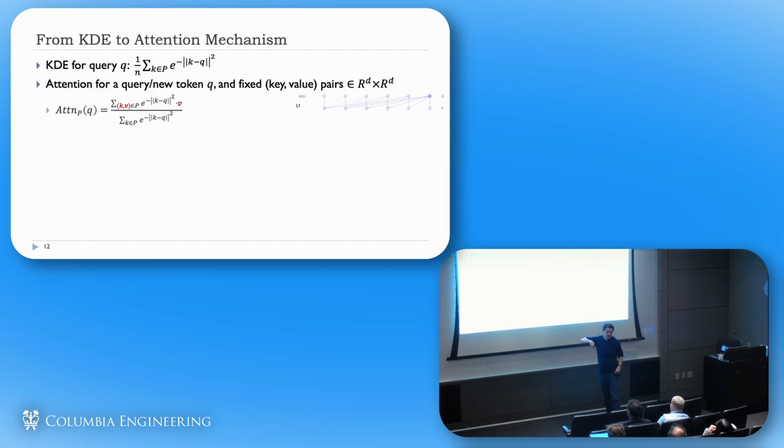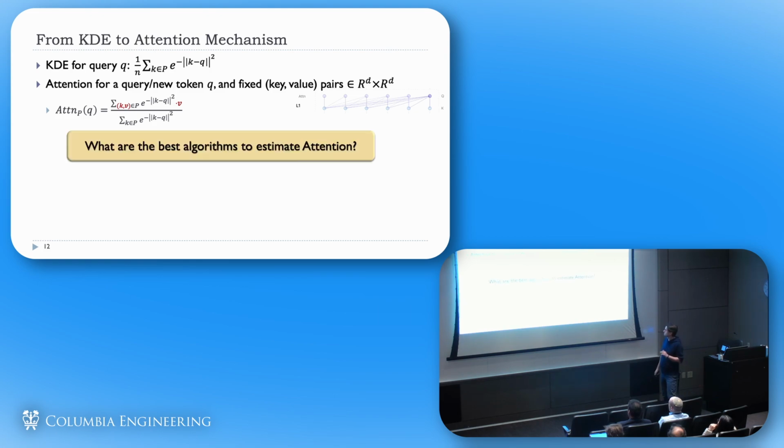So you can think about this as this kernel defining a distribution over the value vectors of the entire database, and you just sum this up. So this is the original KDE, and this is the attention mechanism. I specifically made it look similar to KDE because it looks similar. And there is a natural question here: what is the best algorithm for estimating attention? What is the best algorithm for approximating this?